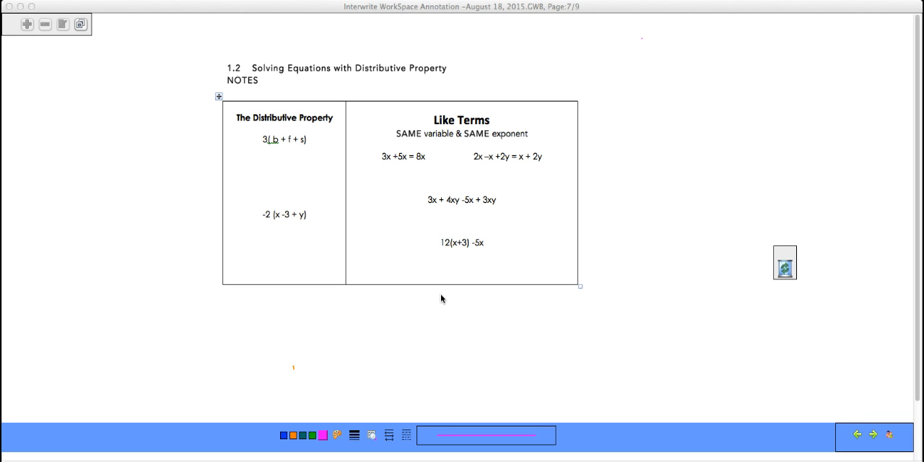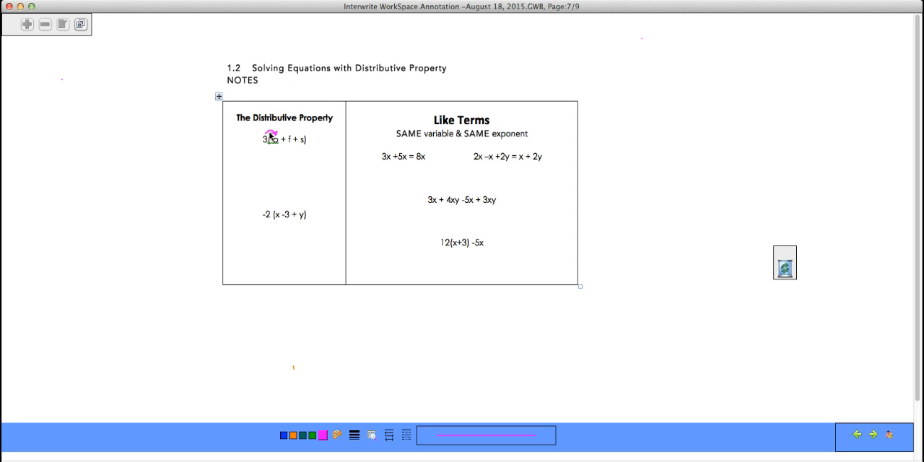All right, welcome back. We're going to cover 1.2, solving equations with the distributive property. So to start with, we need to talk about what it means to distribute. To distribute is really just to multiply. You're taking whatever's on the outside and multiplying it to what's inside the parentheses.